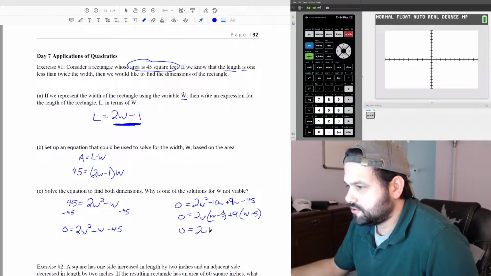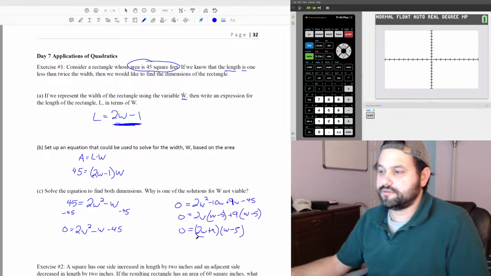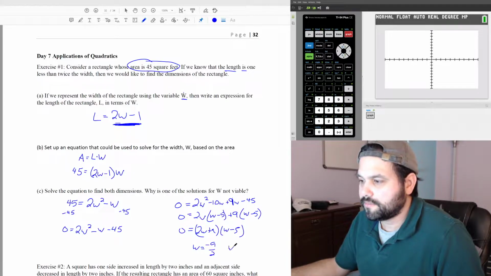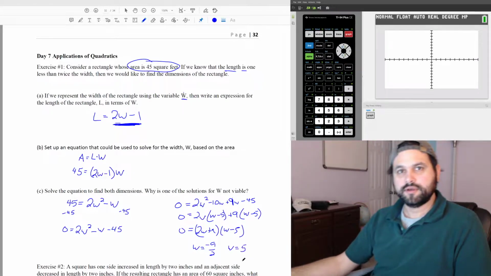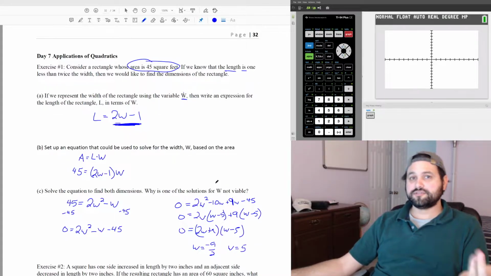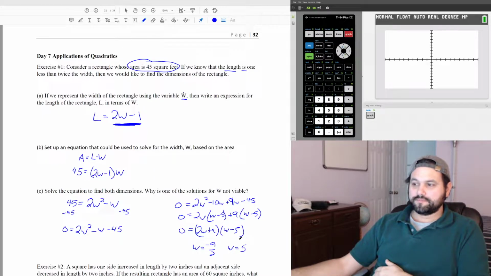So 2w plus 9 times w minus 5 makes my width either -9/2 or 5. So which of these solutions for w is the correct width, and which one's not viable? Well, w equals 5 is our correct width. This one's not viable. Why not?